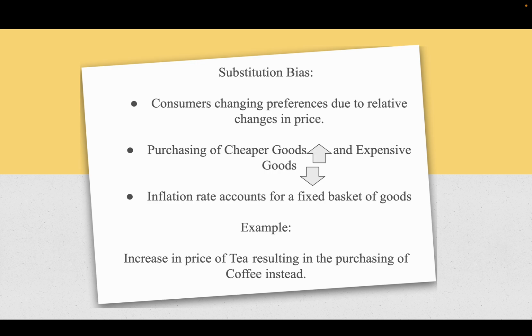changes. An example of substitution bias is when the price of tea increases, so consumers substitute tea for coffee, which is now less expensive than tea. The CPI won't account for the increase in the price of tea, so the inflation rate will be overstated and will show an upward substitution bias.